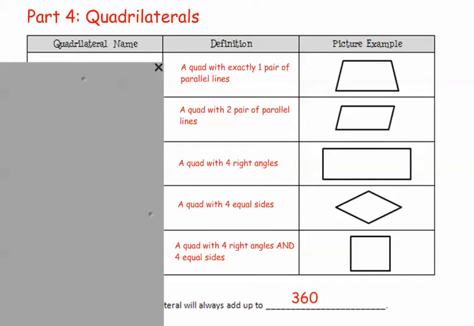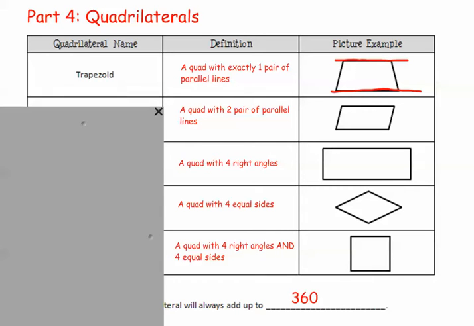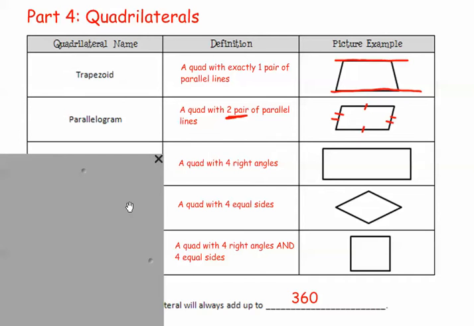All right, only one pair of parallel lines. Here are my parallel lines. Parallel lines are lines that never meet. So this line and this line are parallel. So one pair of parallel lines, that's a trapezoid. Okay. A quadrilateral with 2 pairs. This one is parallel to this one, and normally they will show you that they are the same. This one is parallel to this one, and this one is parallel to this one. That's a parallelogram. Okay.